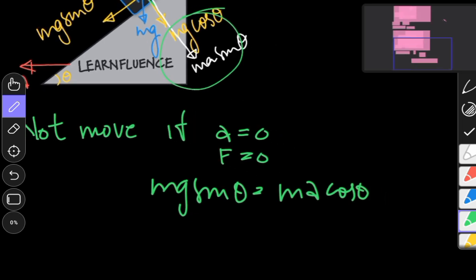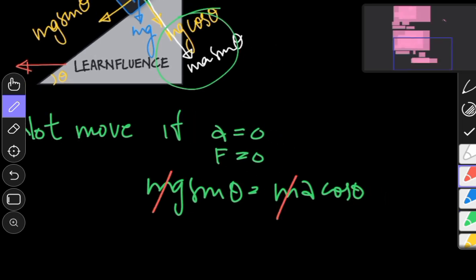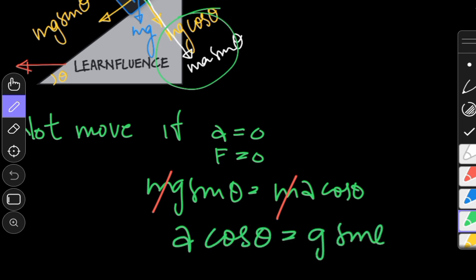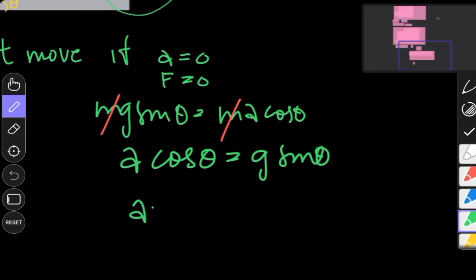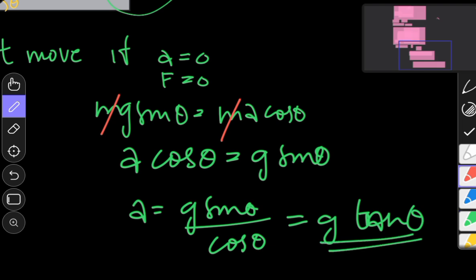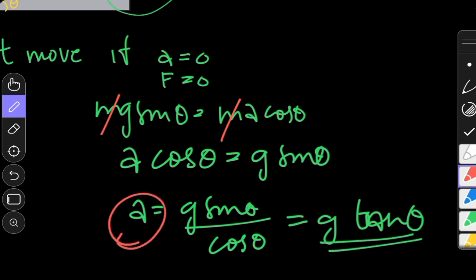And we can cancel the m which is present on both sides of the equation, and on simplification a cos theta is equal to g sin theta, which means that a is equal to g sin theta by cos theta, which is equal to g tan theta. This means that when the value of acceleration is equal to g times tan theta, then the body will not slide down. If the value of theta is 45, then tan theta would be 1 and the value of acceleration will turn out to be g.